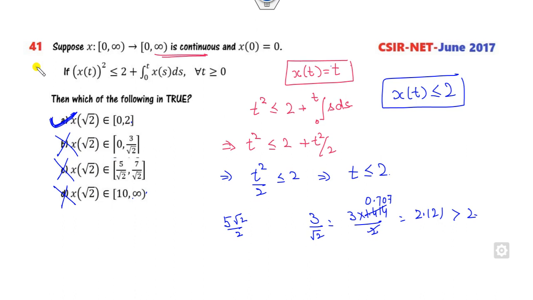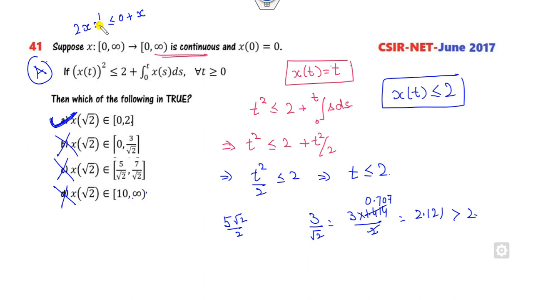So that's why this is the right answer of this problem. But how can you find the exact value? This is the simple way you can find it. Otherwise, you can simply take the derivative, 2x x'. This is 0. What is the derivative of this? It is simply x. So you can see x will be cancelled out.